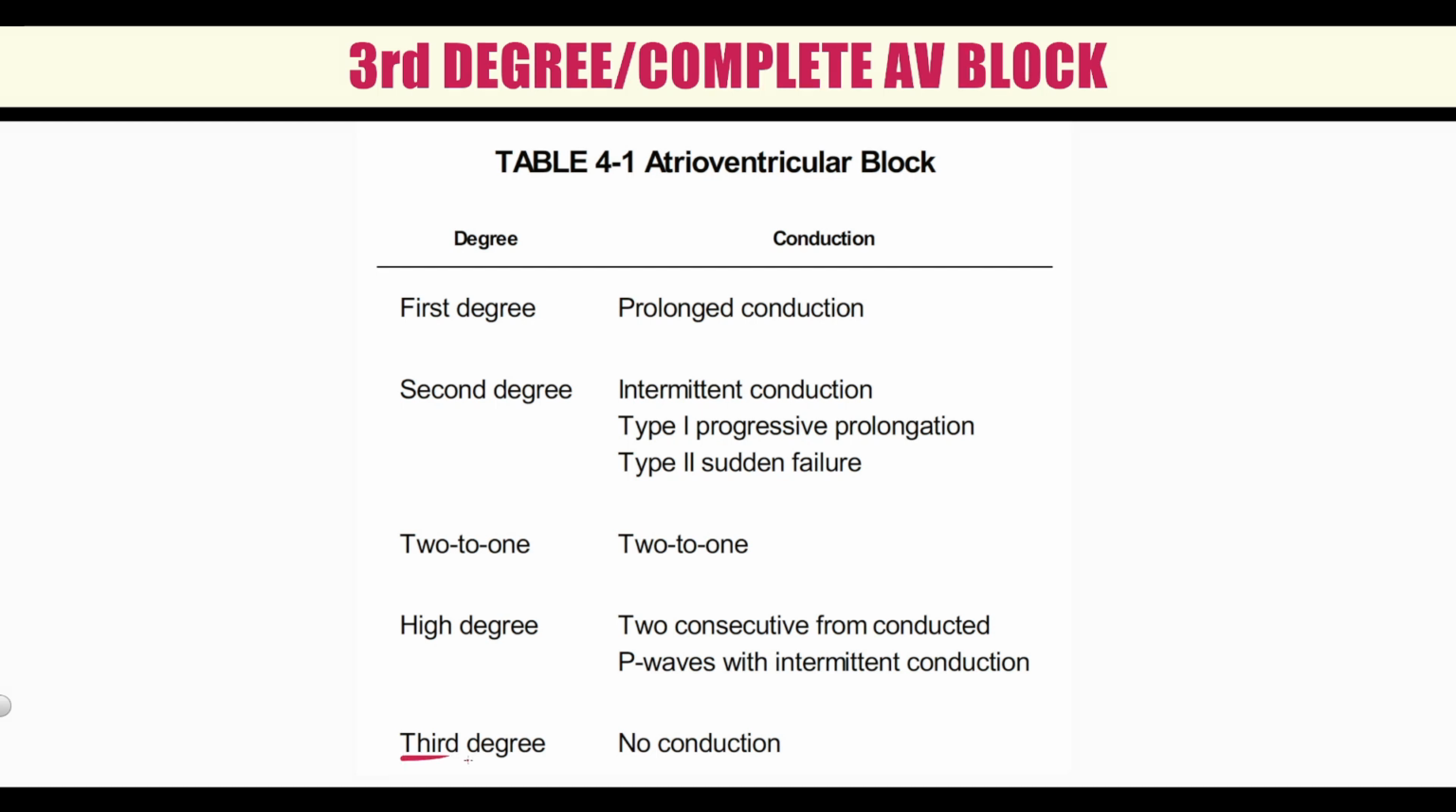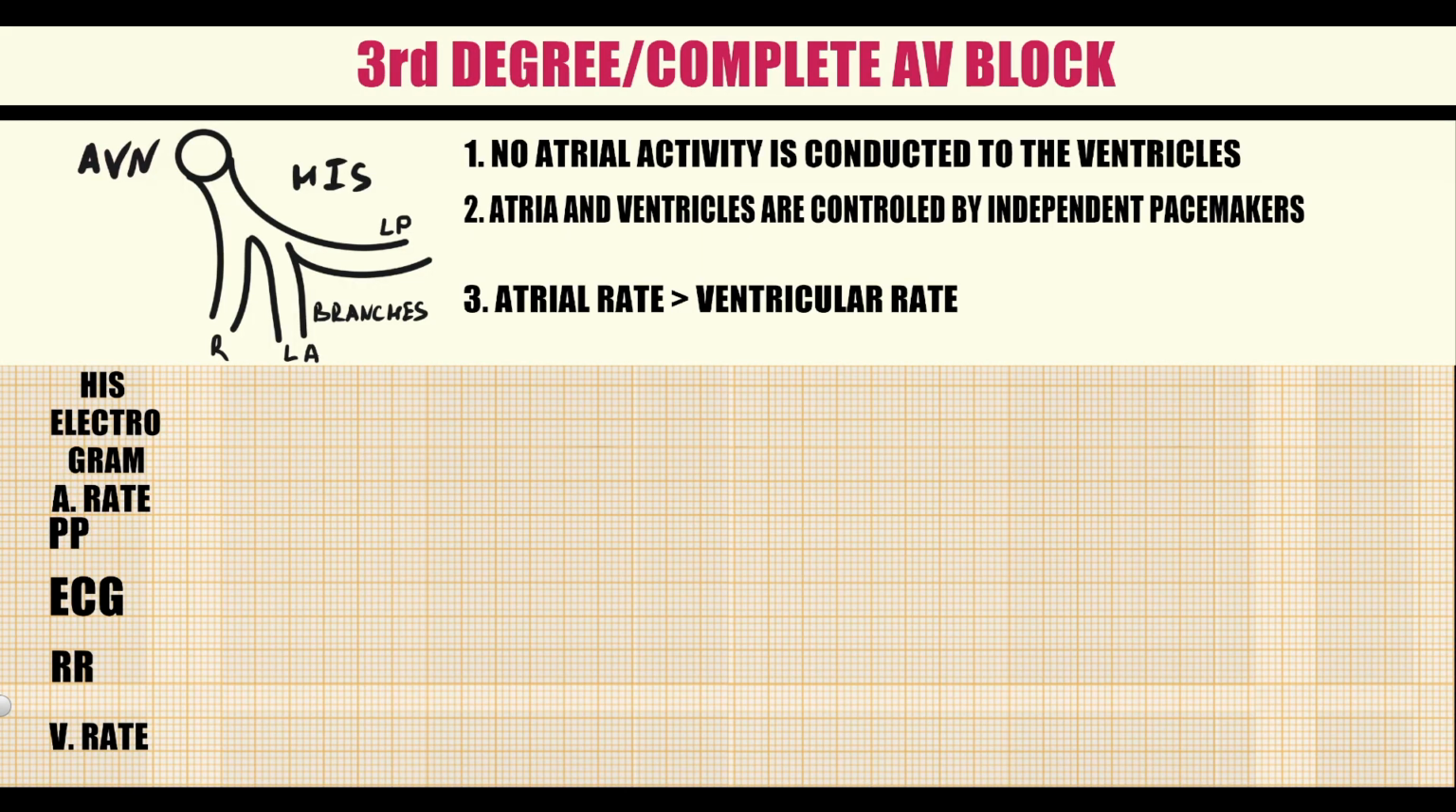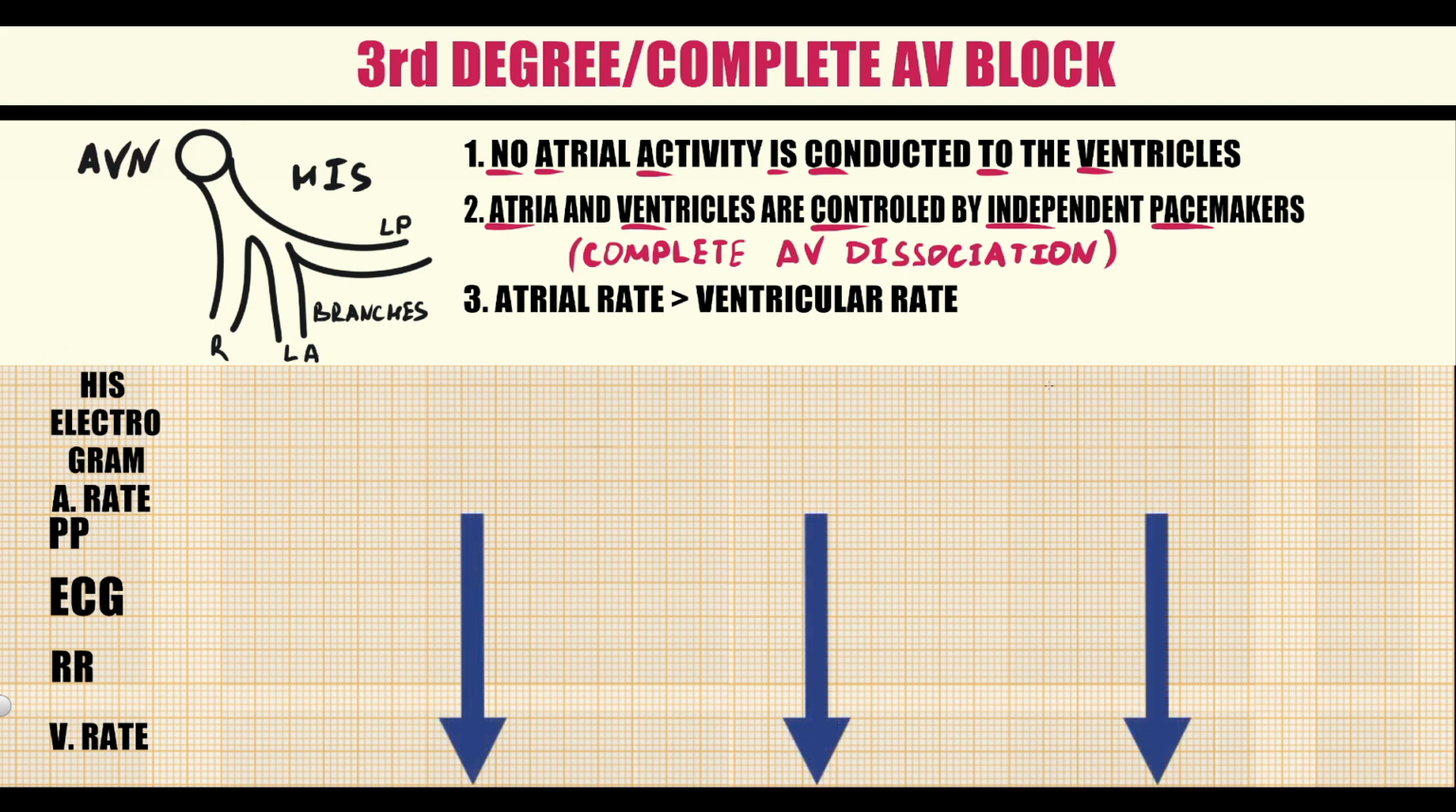The next step is third degree or complete AV block, that is characterized by no conduction between atria and ventricles. It can occur at all levels except the atrium. In case of complete AV block, no atrial impulses are conducted to the ventricles. According to this, atria and ventricles are controlled by different pacemakers. The condition when atria and ventricles are controlled by different pacemakers is called complete AV dissociation. Therefore, complete AV block is one of the possible causes of complete AV dissociation.